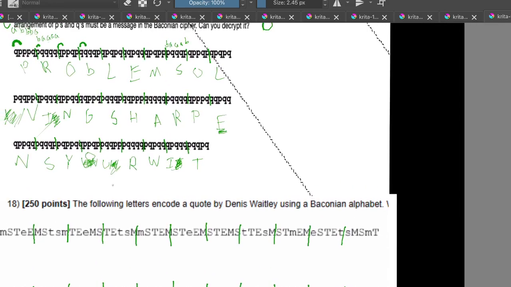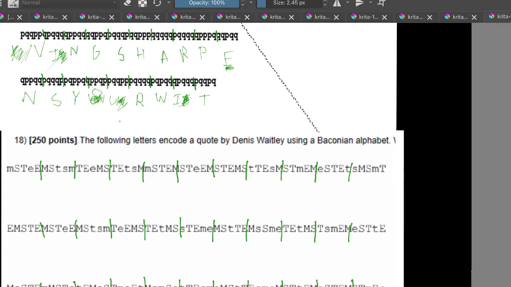Try doing this one by yourself and just figuring out the groupings, which one's A and which one's B. Take a minute, pause the video, and then I'll go through it in a second.